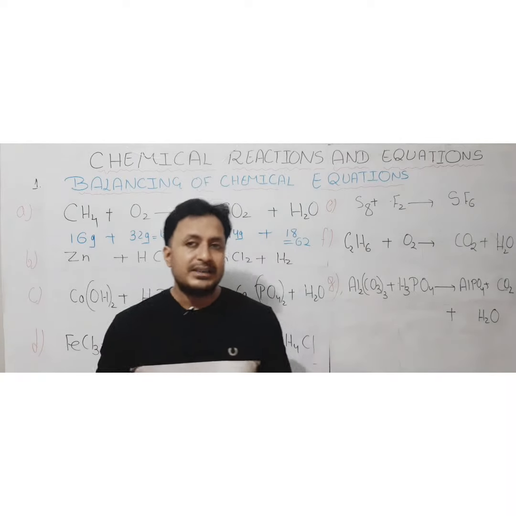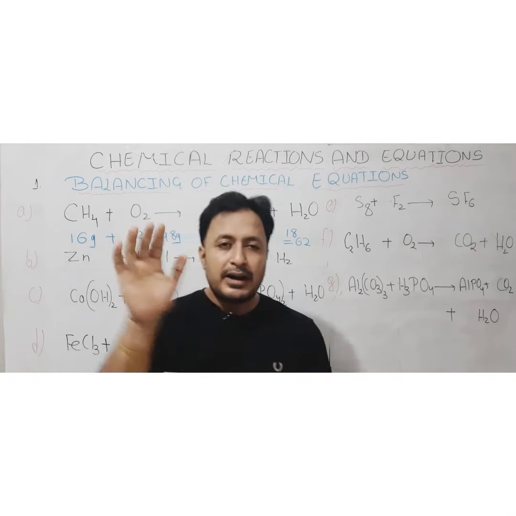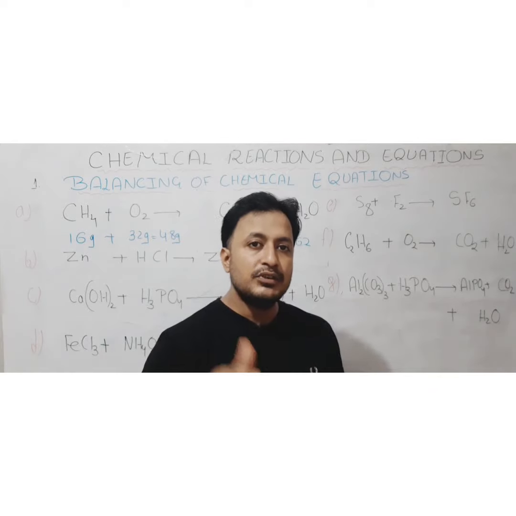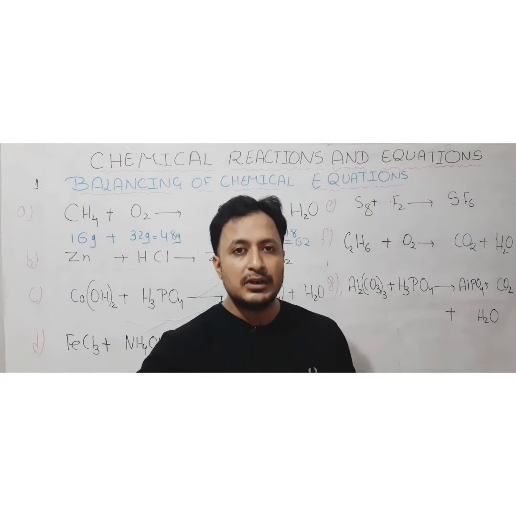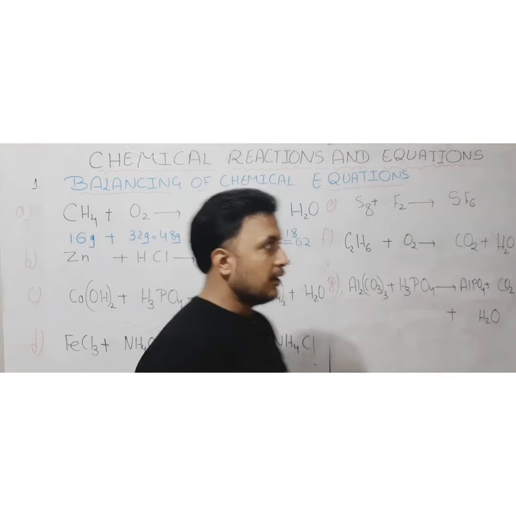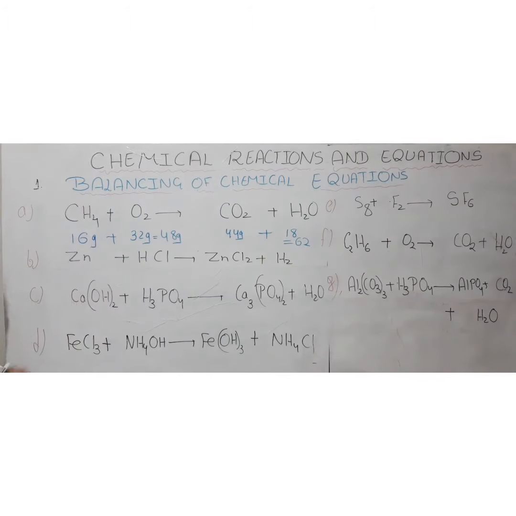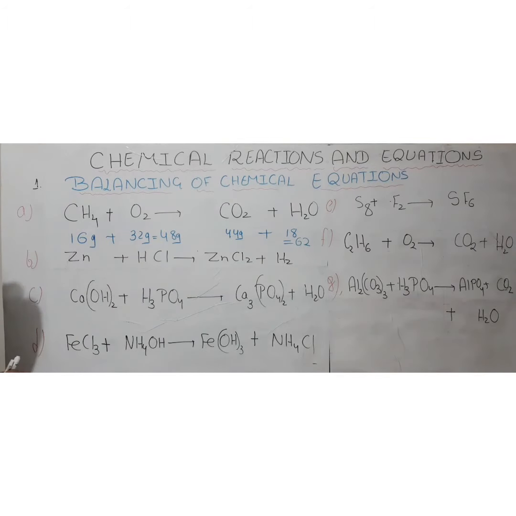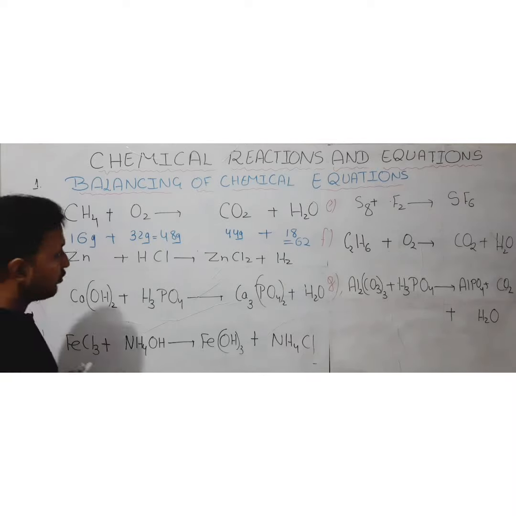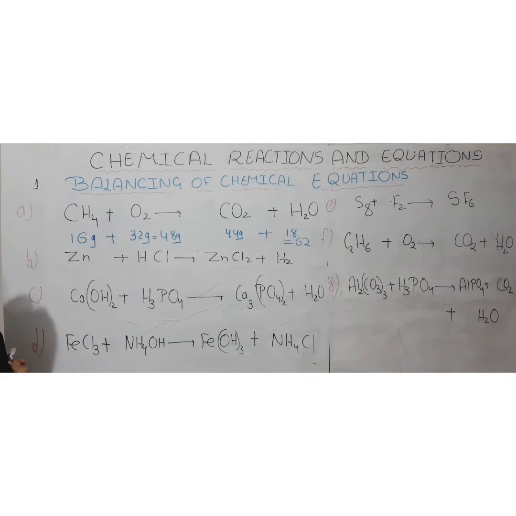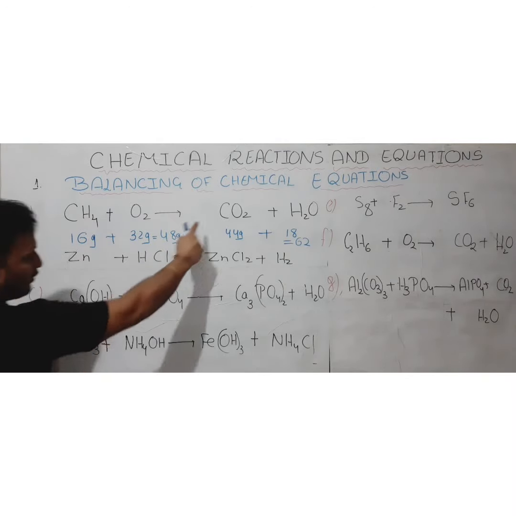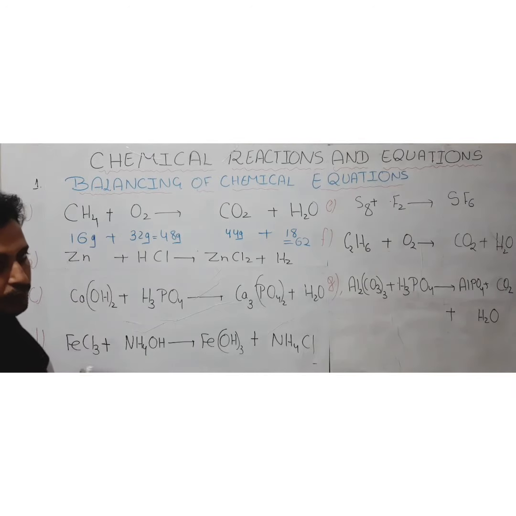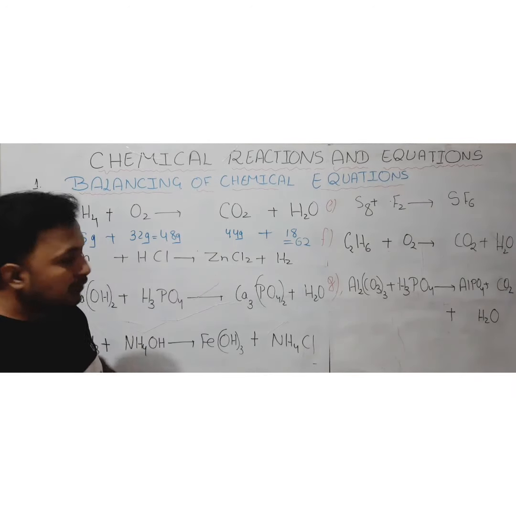So whenever you are balancing a chemical equation, try to balance the elements which are other than hydrogen and oxygen. Like first I will check carbon. I want to balance the carbon here because it is other than hydrogen and oxygen. Now how many carbon are here? Only one atom of carbon. And if you see here also on the product side, the atom of the carbon is only 1. So carbon is balanced here.